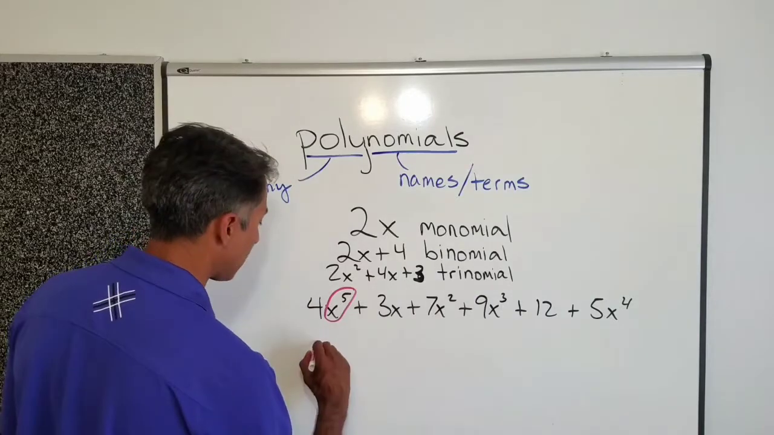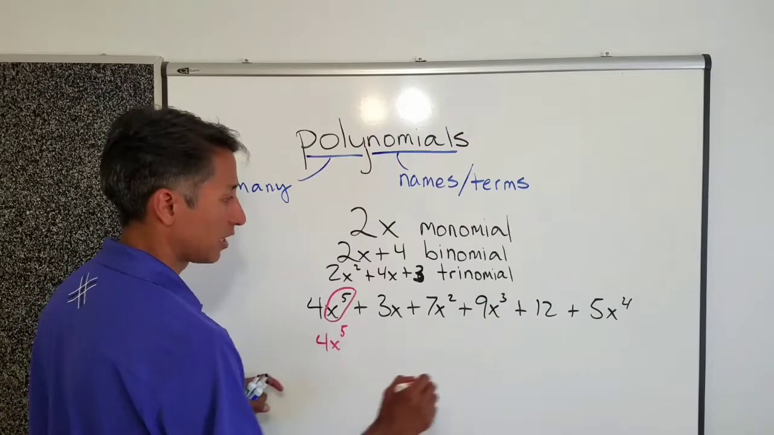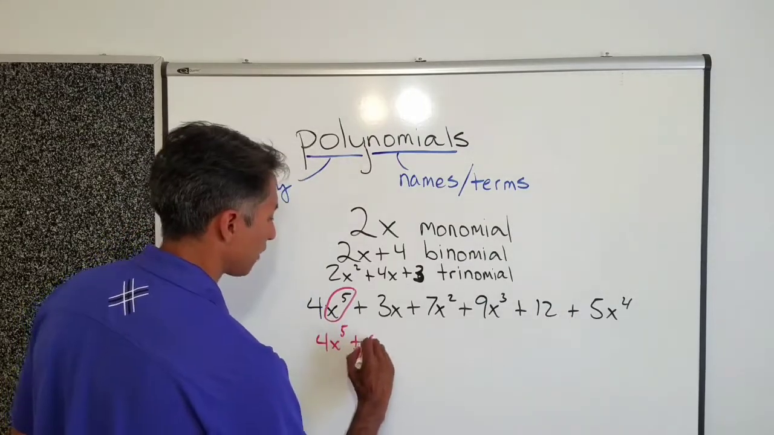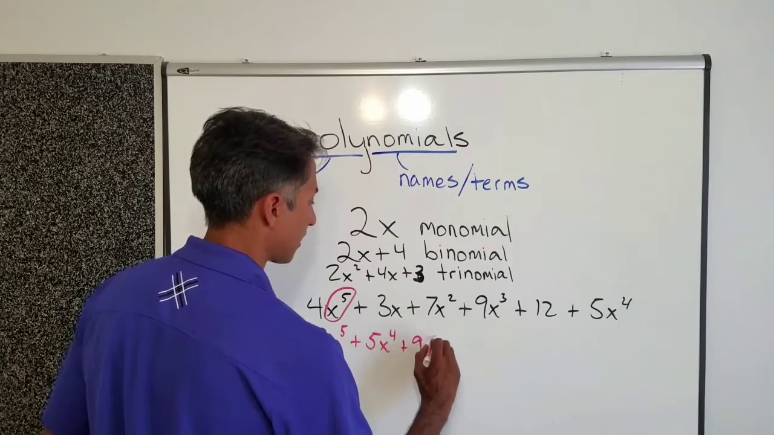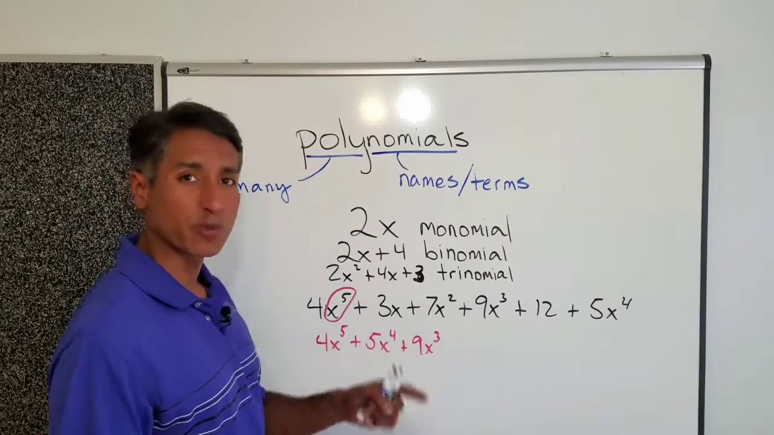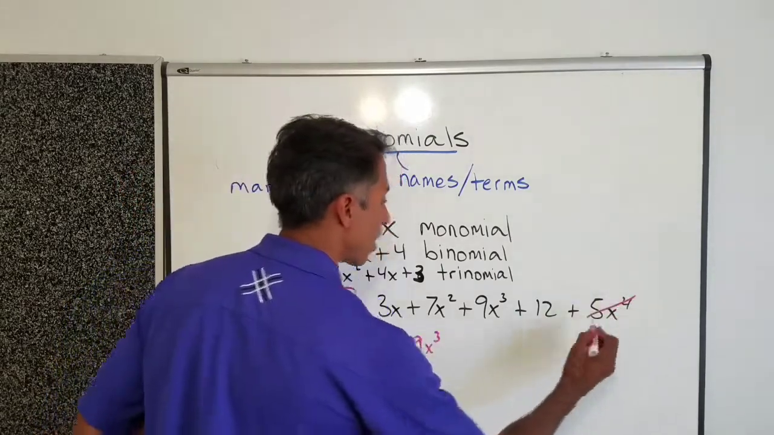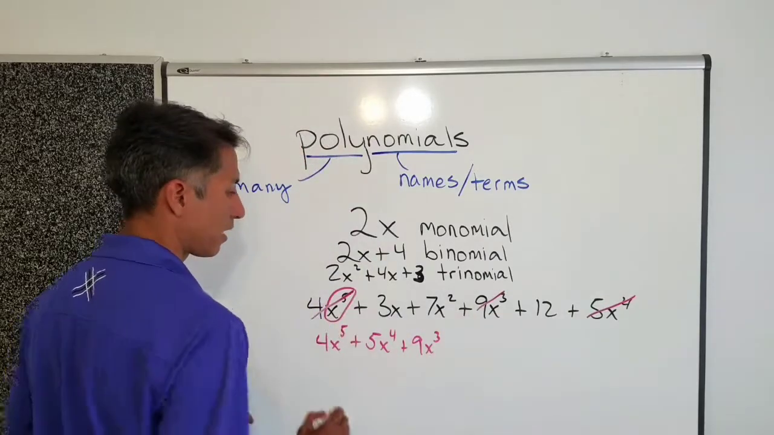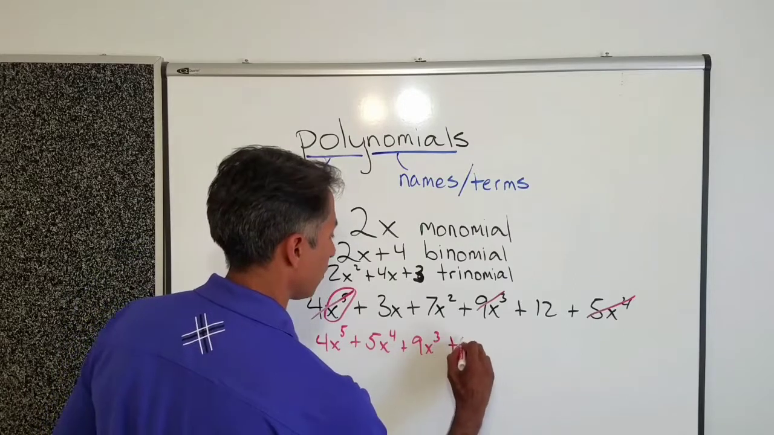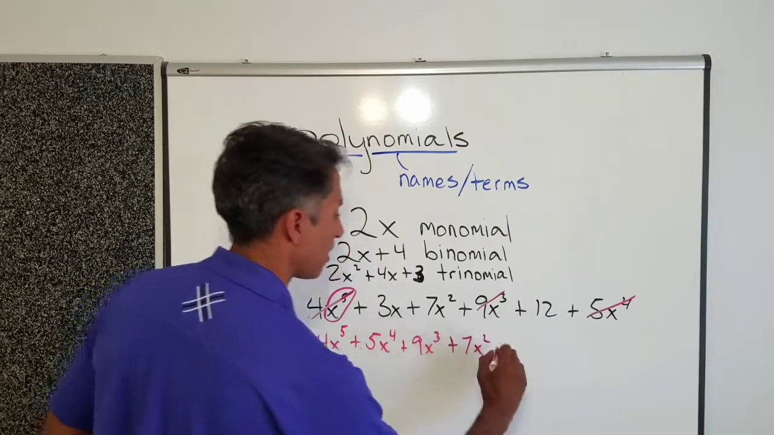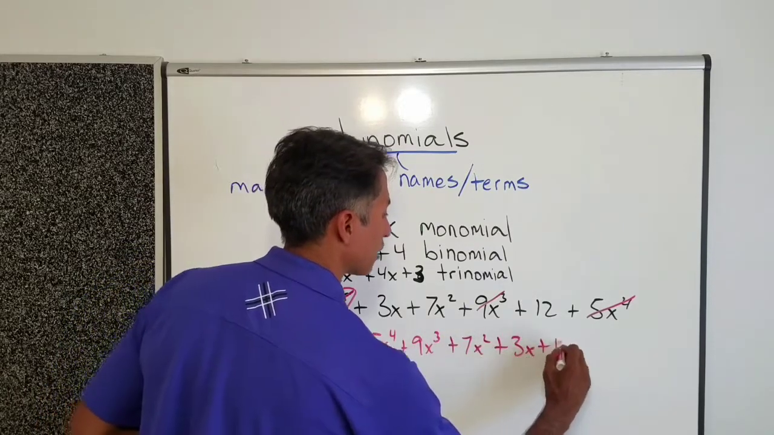So I'm just going to rewrite it here. We have 4x to the 5th plus 5x to the 4th plus 9x to the third. And if it helps you when you're reordering polynomials to cross them out as you go, then go for it, right? That's just going to remind you what's left and what's here. Plus 7x squared plus 3x plus 12.